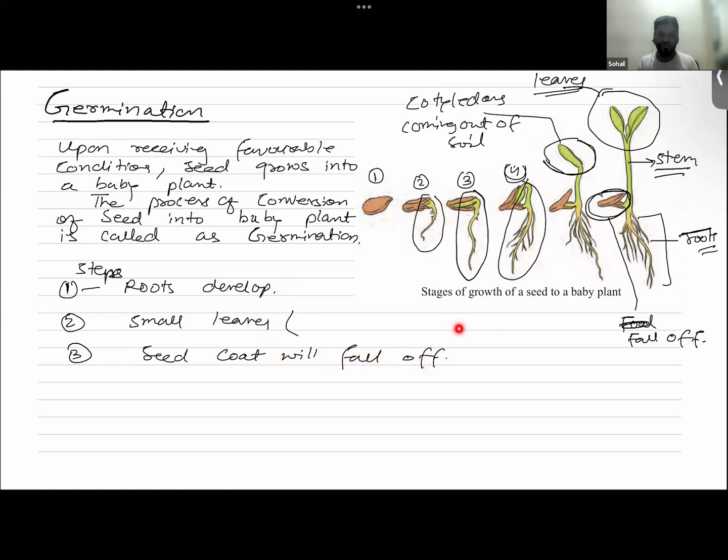Right. So first roots develop, from cotyledons small leaves arise, and seed coat will fall off in the last stage. And also in the last stage, the plants will start to perform photosynthesis. ये अब cotyledons पर अपनी food के लिए depend नहीं करेगी, क्योंकि हमें पता है leaves can perform photosynthesis, and in this process leaves prepare their food. Photosynthesis में leaves अपनी food prepare करती हैं, right?